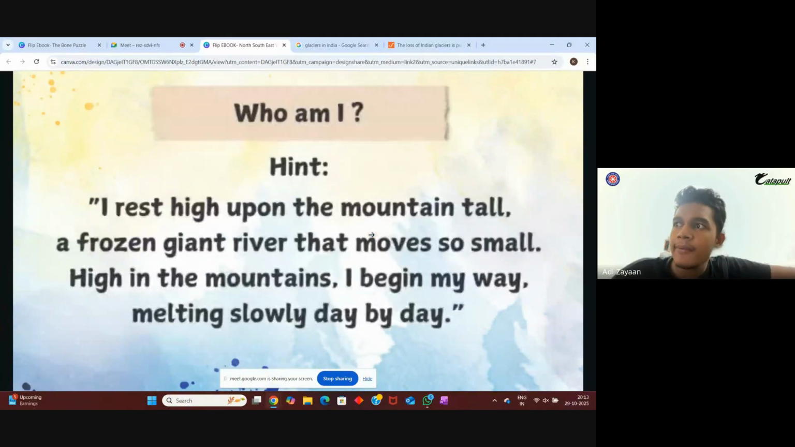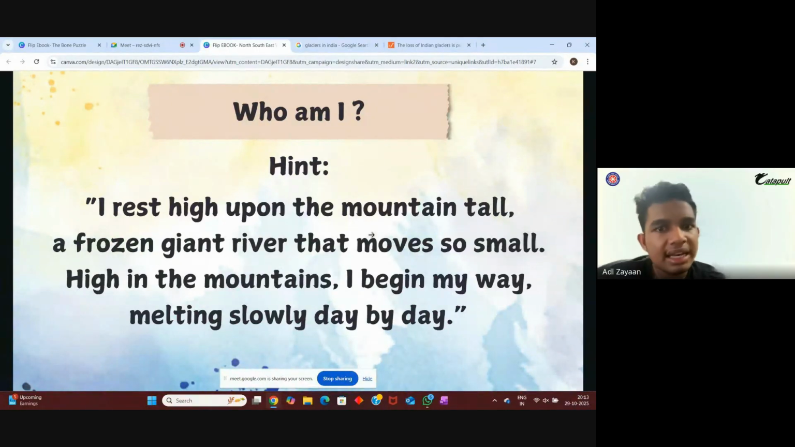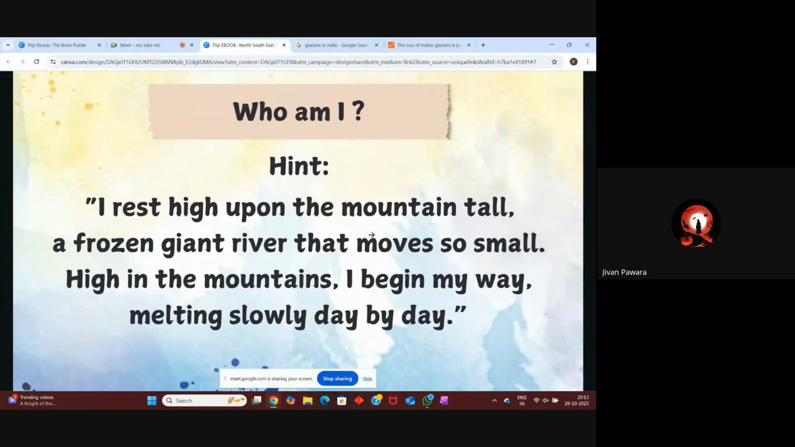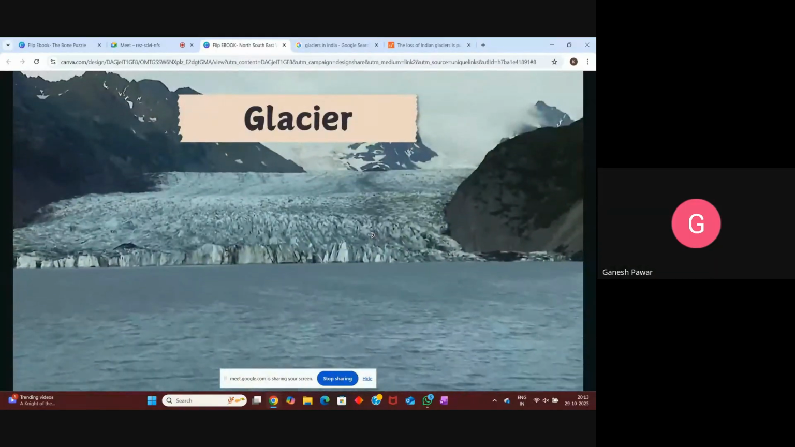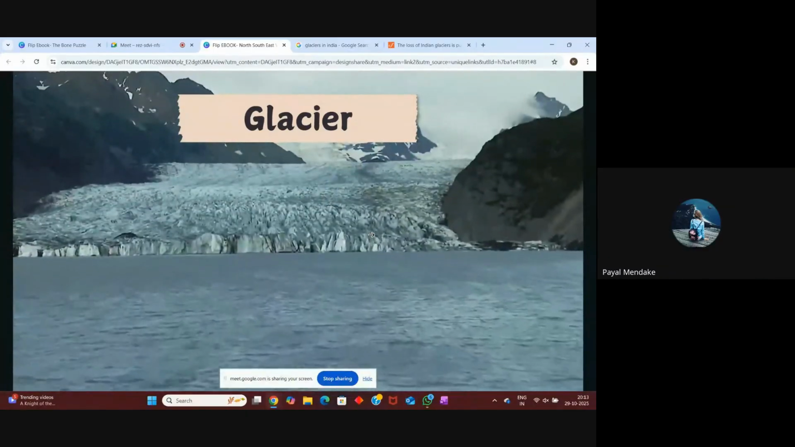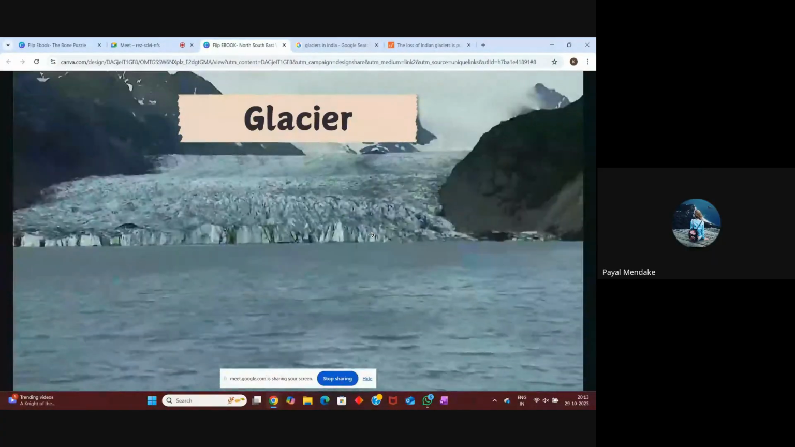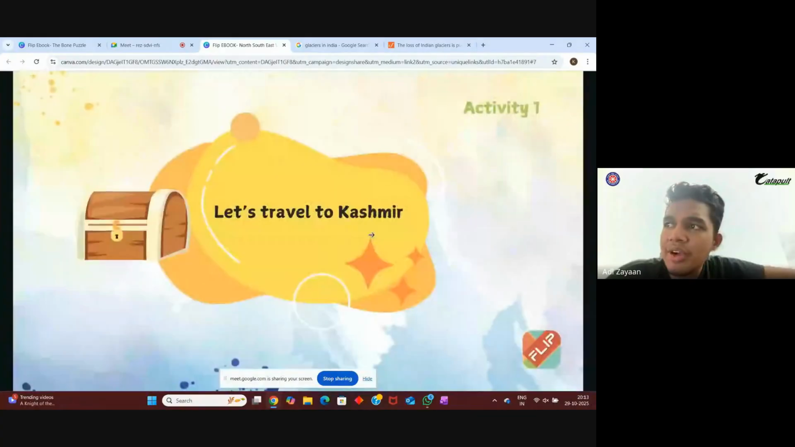This is our first activity. Who am I? This is a clue. I rest high upon the mountain tall, a frozen giant river that moves so small. High in the mountains, I begin my way, melting slowly day by day. Glaciers. Yes, glacier is the correct answer. So these things are called glaciers.